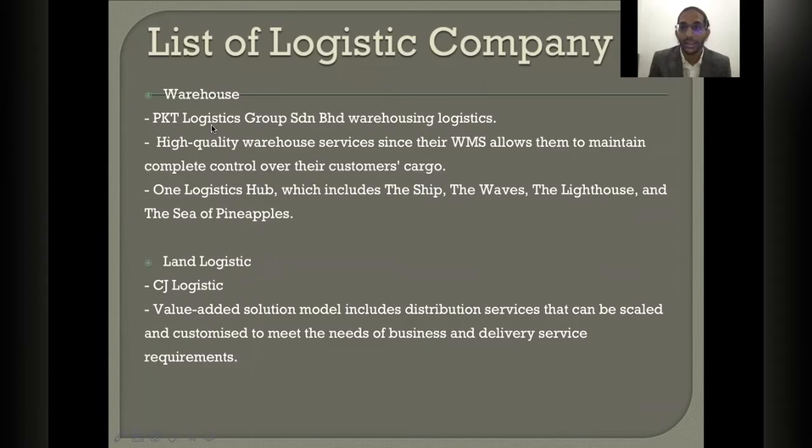Next will be our land logistic, which will be supported by CJ Logistics in Malaysia. They are located in Shah Alam, near our warehouse, so it's easier. CJ Logistics has a value-added solution model, including distribution service that can be scaled and customized to meet the needs of business and delivery service requirements. CJ Logistics is well known in Malaysia, and we chose them as they can deliver the service without any problem.